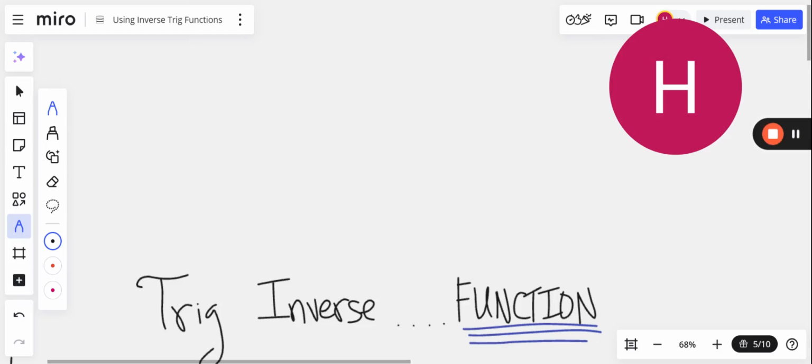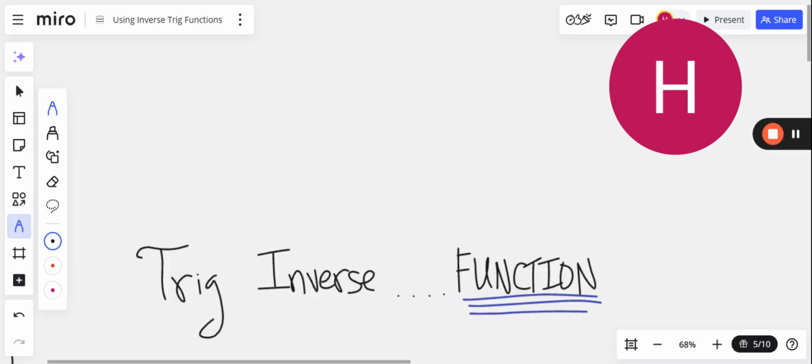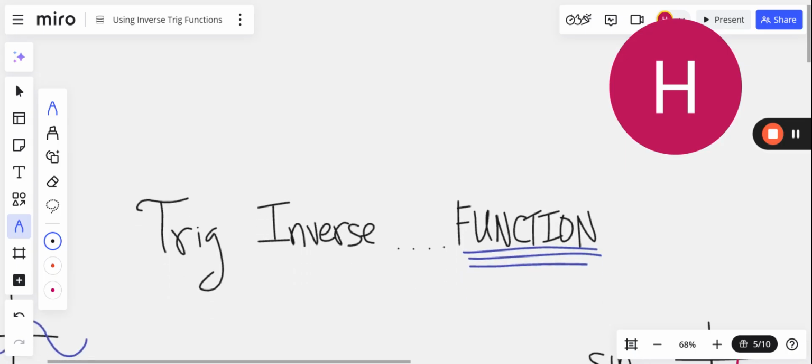How's it going, everybody? In this video, we're going to talk about using inverse trig functions, because I noticed that a lot of people are struggling and using up a lot of time on tests, and even when they're just trying to solve basic problems using inverse trig. So here's a little bit of explanation of what's going on here.